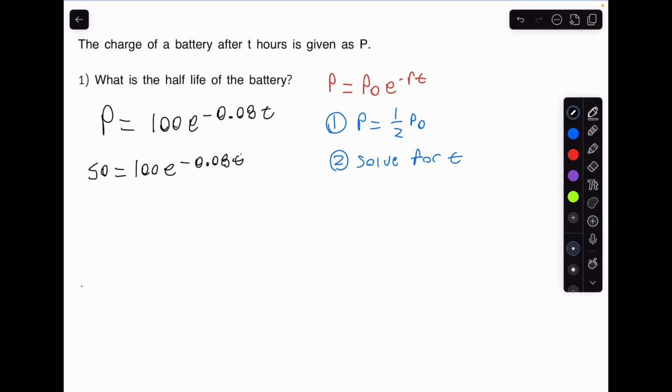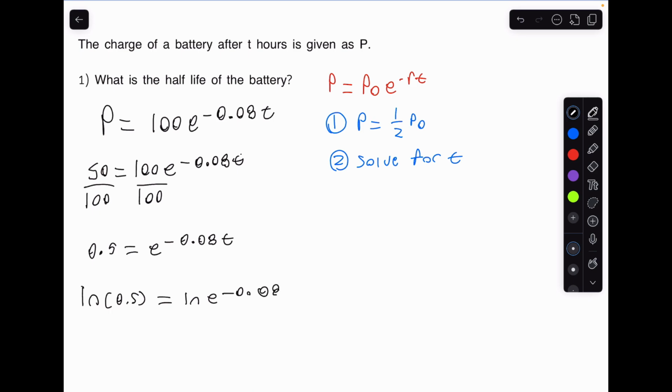Step 2 is to just solve for t. So let's divide out 100. So we get 0.5 on the left side. On the right side, we're left with e to the negative 0.08 t. Now we can take the ln of both sides and get rid of this e term and bring that negative 0.08 t term down from the exponent. So ln of 0.5 on the left is equal to ln e to the negative 0.08 t on the right.